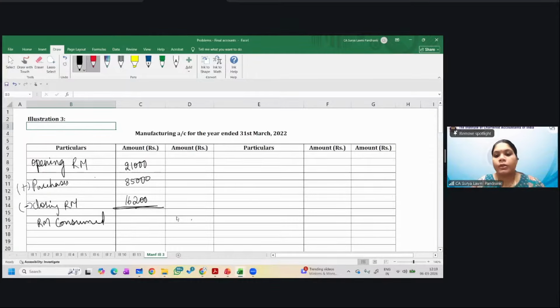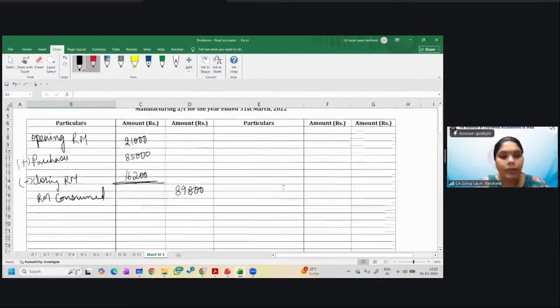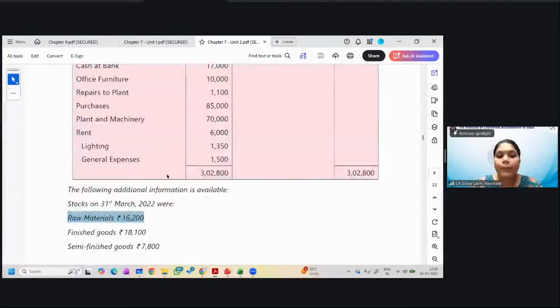Yes or no? Everybody with me? Opening raw material plus any purchases made during the year minus the closing raw material will give me the raw materials I have consumed in that particular year. What is the value? Calculate the value. 89,800. Okay. Only one person has given me that answer. Is it right? Okay. Correct.